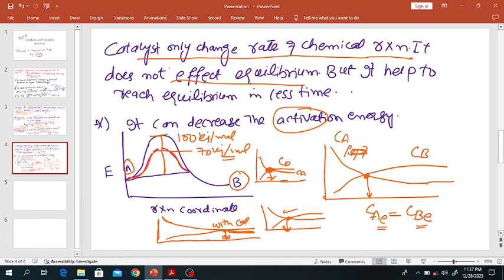So the activation energy is decreased here. You can see it decreased the activation energy. This is the activation energy with catalyst. And without catalyst, the activation energy is quite large. This is the activation energy. So a catalyst decreases the activation energy.